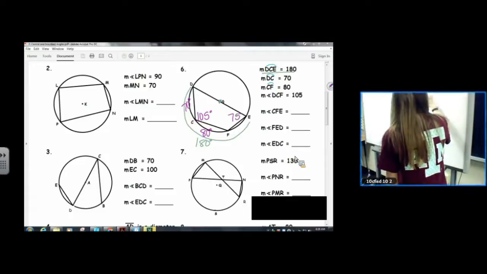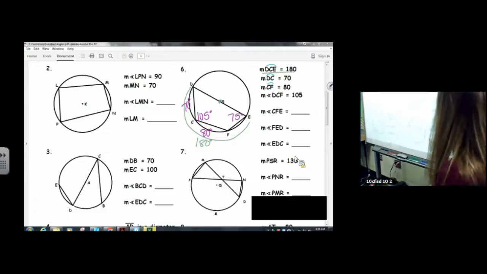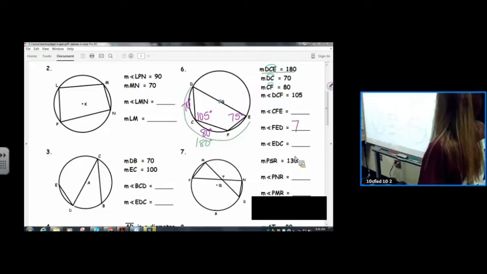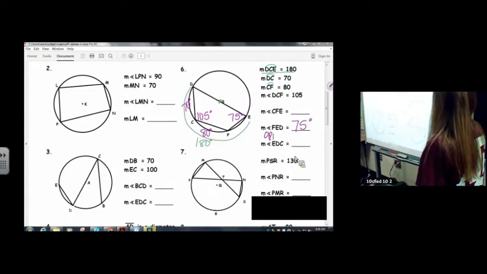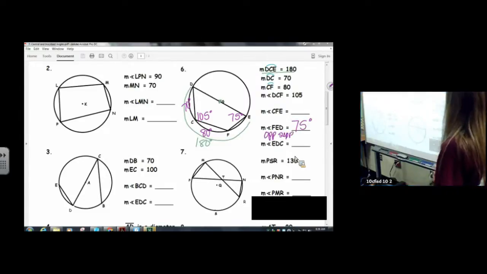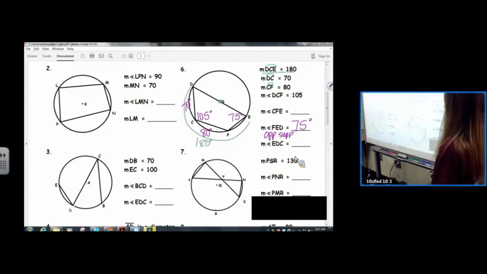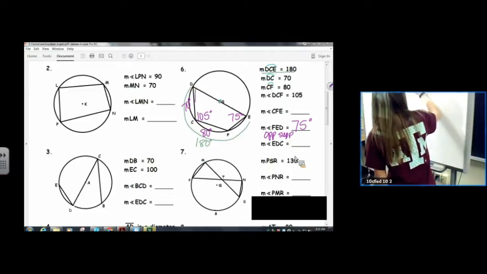So I can do this. I can do 75 there. Let's see. CFE, we don't know that one yet. FED, we know that one. I just found it. Opposite angles are supplementary. And EDC. So we need to find those two missing angles. And there's a couple of ways that we could do that. Let's find this angle first.